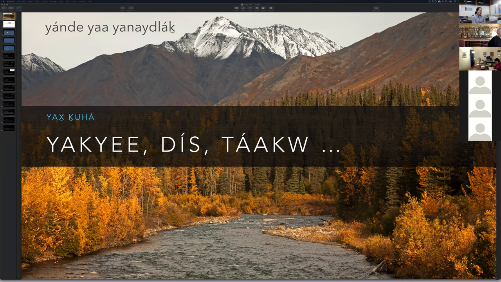And then táakw. And that's winter or a year. So táakw can also be a verb root. Kutak would mean to spend the winter somewhere, right? So like Arizona, away kutak. They spend their winter in Arizona. Hawaii, away kutak. They spend their winter in Hawaii. Right?